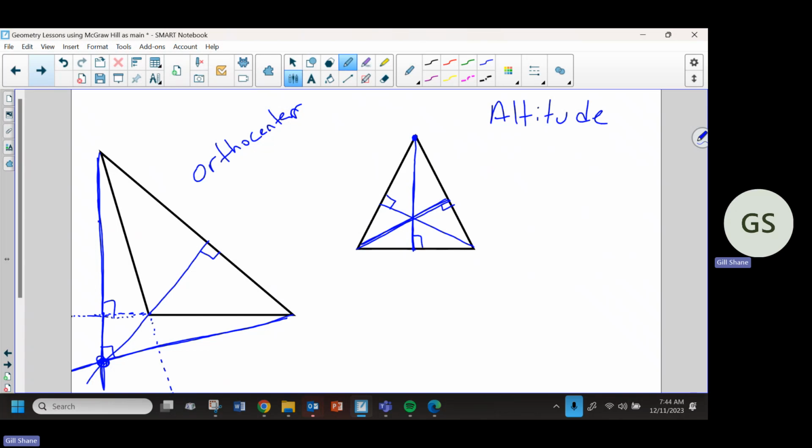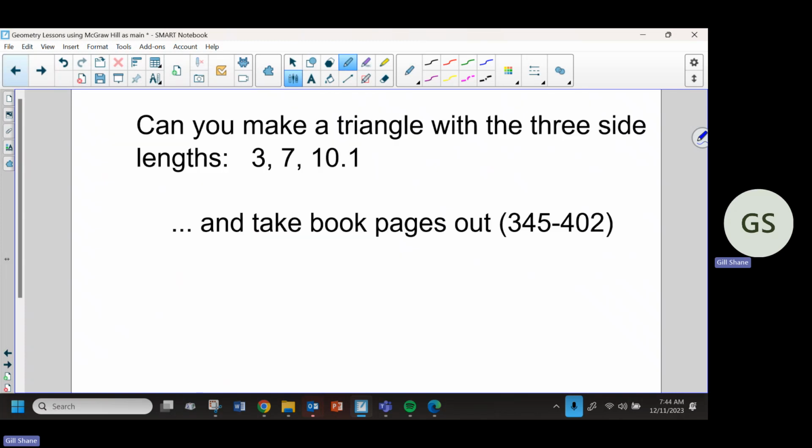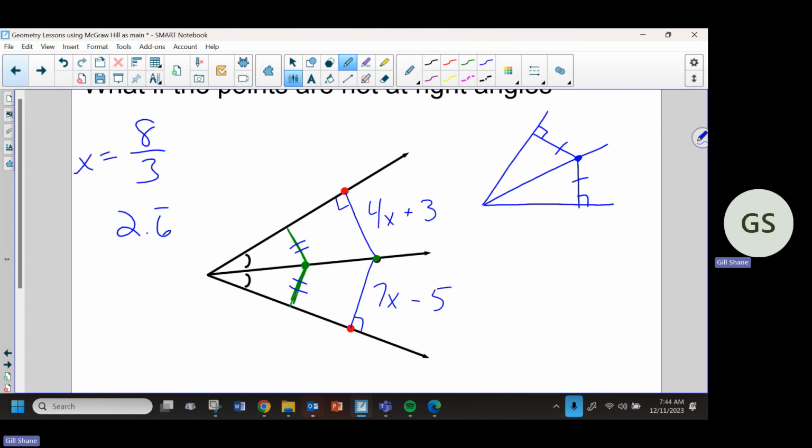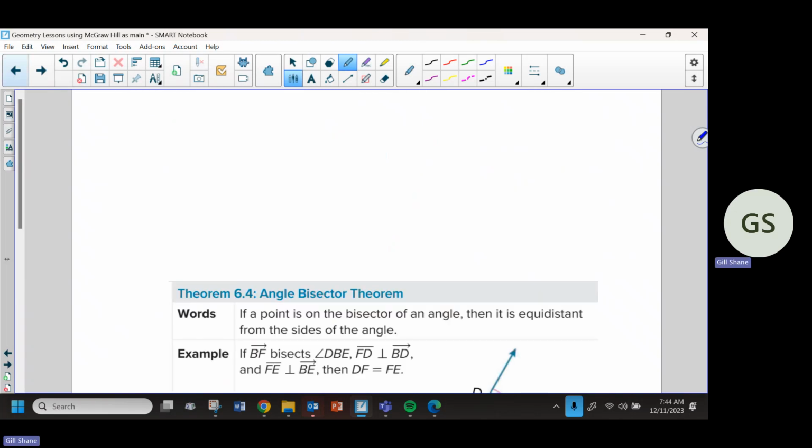So go back to perpendicular bisectors. Yeah, that's the beginning of the chapter. Yes, so go to 346 will work. 346, 347. Look at the bottom of 346. We did not do this, so I don't even think I have one in here.